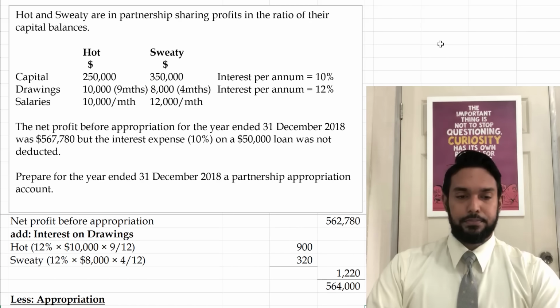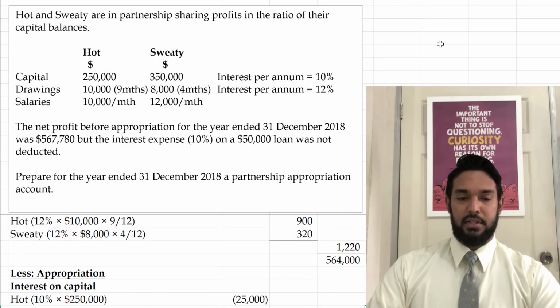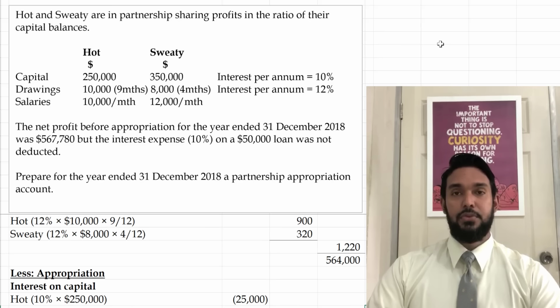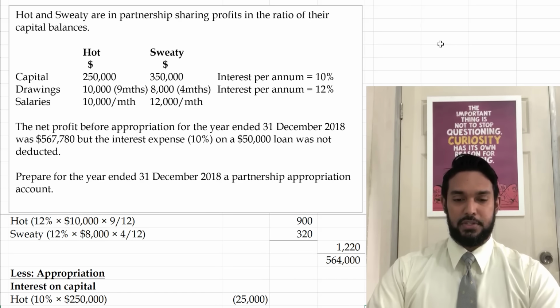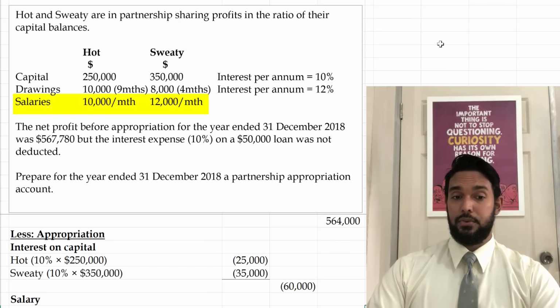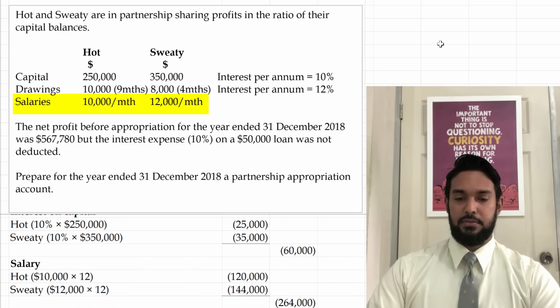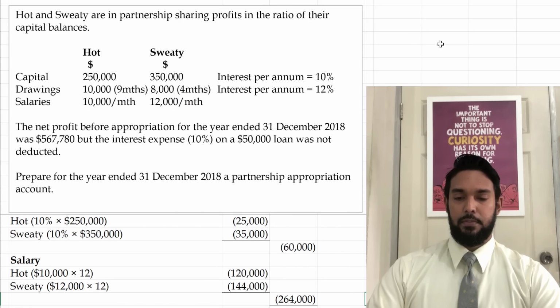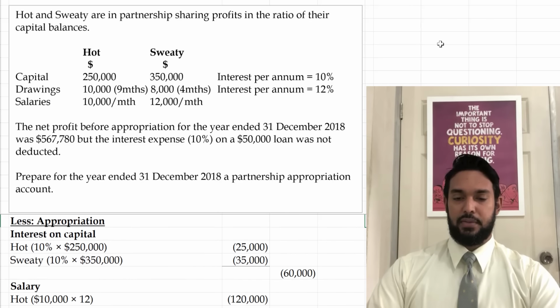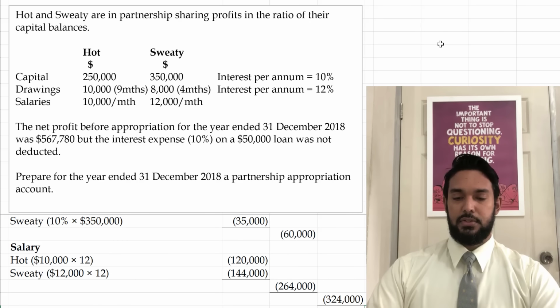Interest on capital. Let's see. So interest on capital, 10% of 250 for Hot, and then 10% of 350 for Sweaty. 60 in total. Salaries, 10,000 a month. So it's a whole year, right? So 10,000 by 12 for Hot, 12,000 by 12 for Sweaty, totaling 264, giving us 324. And we're going to have to subtract that from 564. That's going to give us 240.